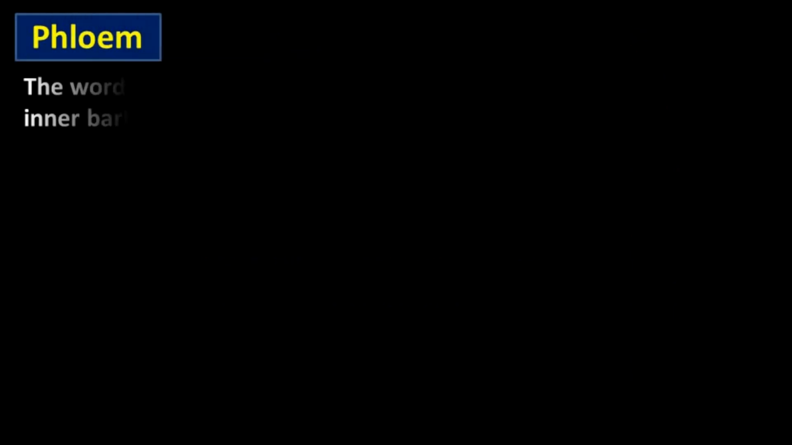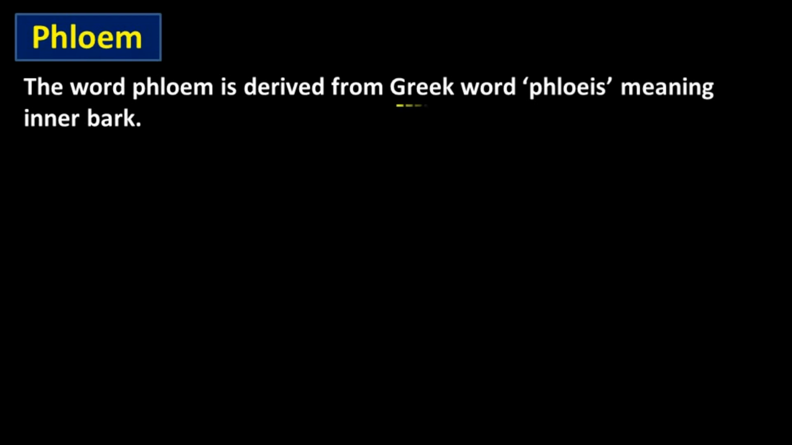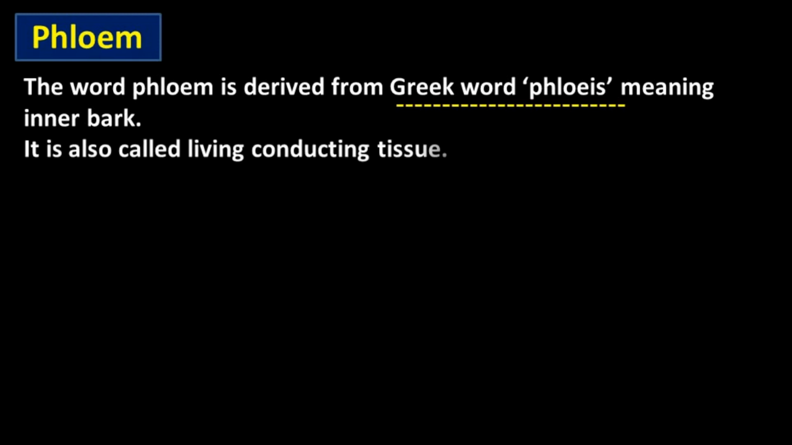Phloem tissue. The word phloem is derived from the Greek word phlois. इसका मीनिंग होता है बार्क. Xylem का मीनिंग था वुड. Phloem का मीनिंग होता है बार्क, इनर बार्क. It is also called living conducting tissues. These are conducting tissues and these are living.